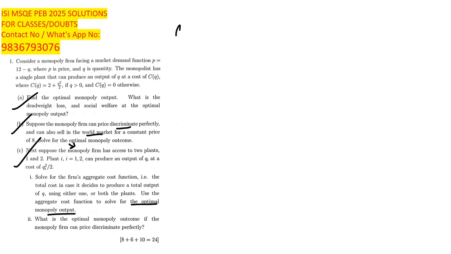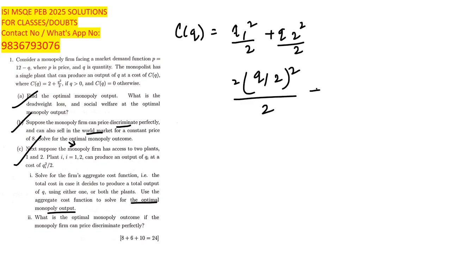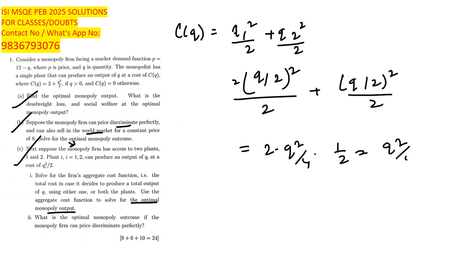Now we will compute the total cost. Here C(Q) is Q1 square by 2 plus Q2 square by 2. So that is Q by 2 square by 2, the same for both, Q by 2 square by 2. So it will be 2 Q square by 4 multiplied by 1 by 2, so Q square by 4. So now the final aggregate cost function will be C(Q) is equal to Q square by 4.